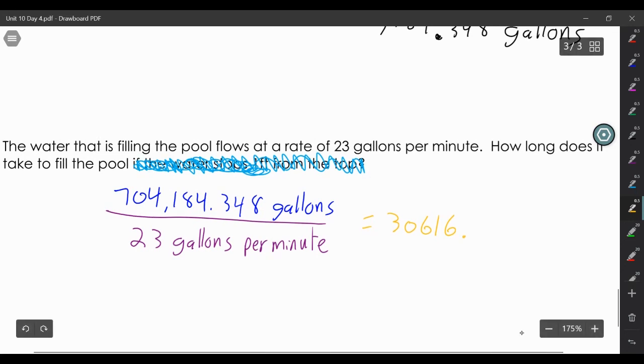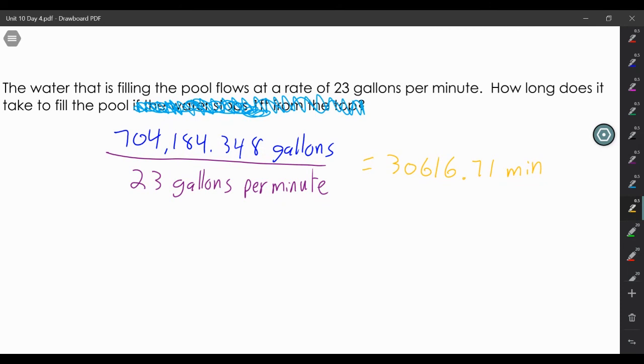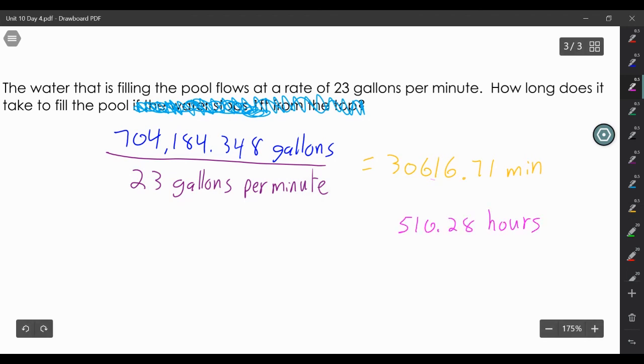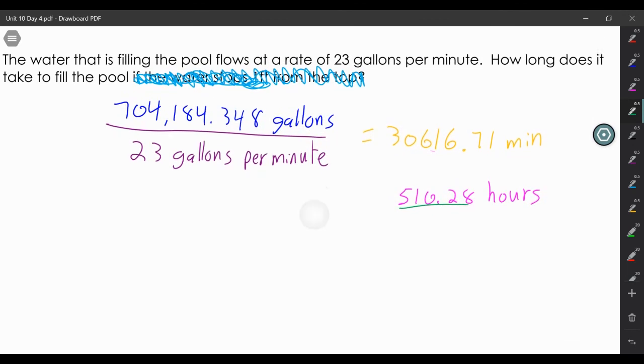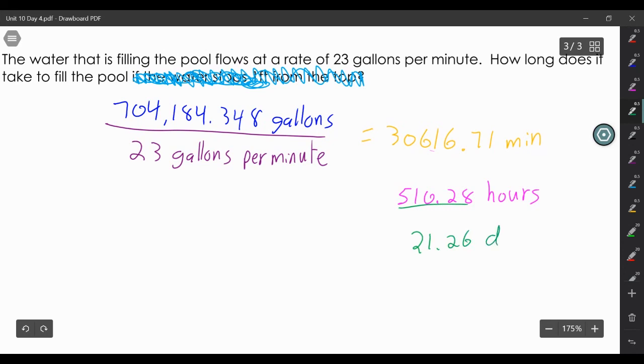30,616.71 minutes. So that is how long it would take to fill up this pool. It doesn't ask us to convert that into days or hours or anything like that. So we can leave the answer like that. But just for fun, if we wanted to convert that to hours, we would divide this by 60. And that would be 510.28 hours. And if we wanted to go further and figure out how many days, we would divide this by 24, because there are 24 hours in a day, and that would give us 21.26 days.